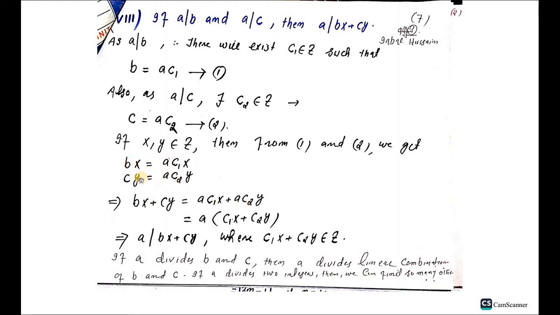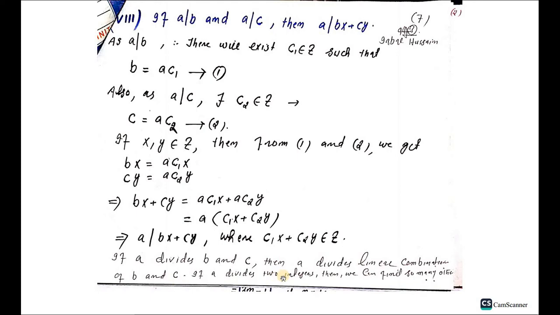When we add these two, we get bx plus cy. Now take a common from here, this is the equation, and from this equation we can say that a will divide this sum, this linear combination. So a divides the linear combination of b and c, where c1x plus c2y is an integer. If a divides b and c, then a divides the combination of b and c.